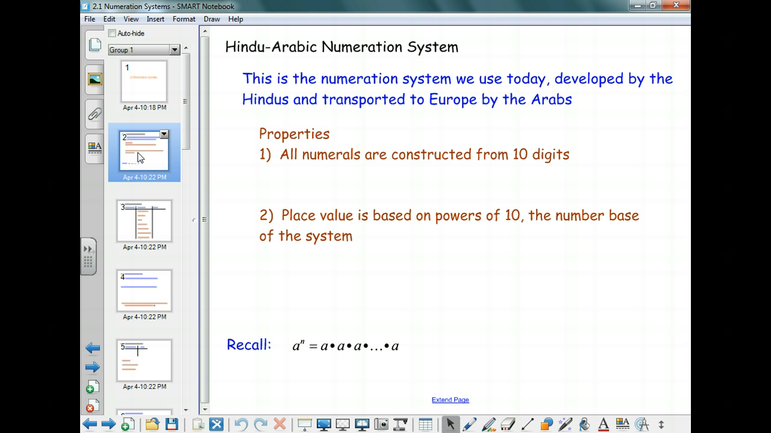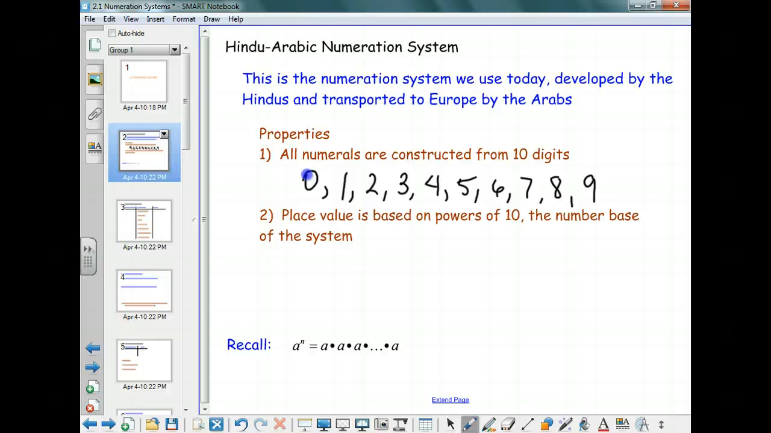And our first property is that the numerals are all constructed from 10 digits. So what are the digits in our numeration system? And we stop at 9, right? So the numerals are the single digit values. We do not have a numeral for the number 10. We have a number 10, but it's not a single digit. It's two single digits combined, not one. So we have 10 digits if you count the number zero, which is where we start.